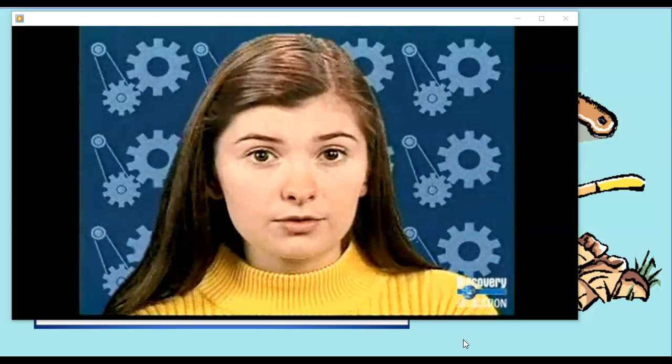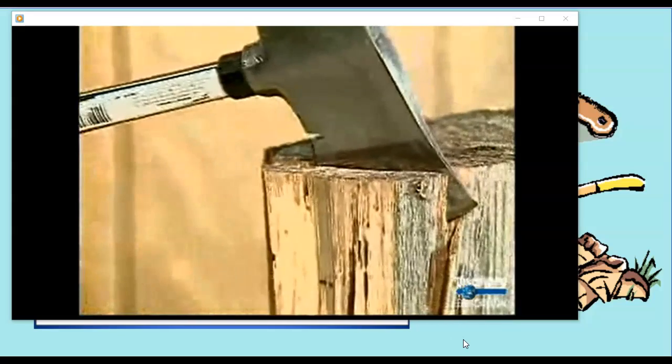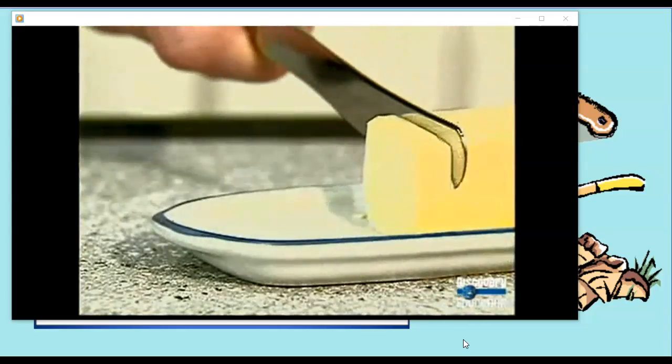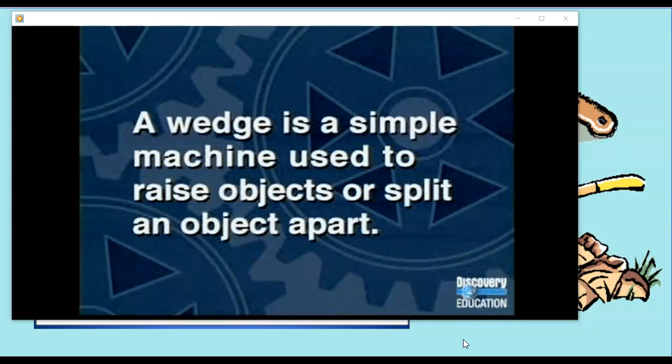Wedges are also used to split objects apart. An axe is a wedge attached to a handle. Almost all cutting machines use wedges, like a saw and a knife. A pushpin uses a wedge too. A wedge is a simple machine used to raise objects or split an object apart.